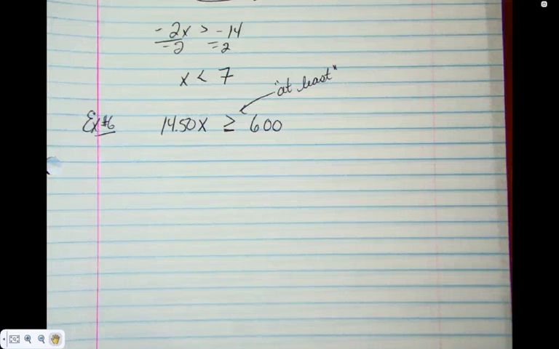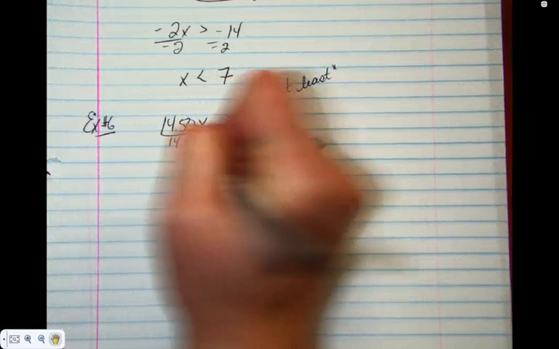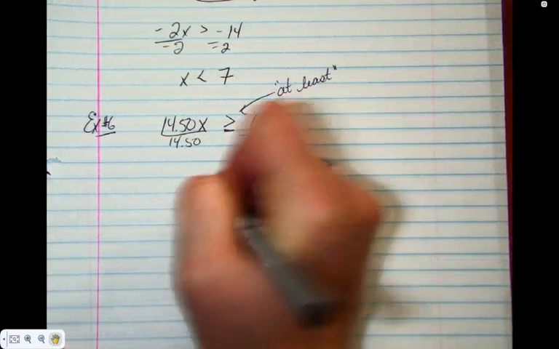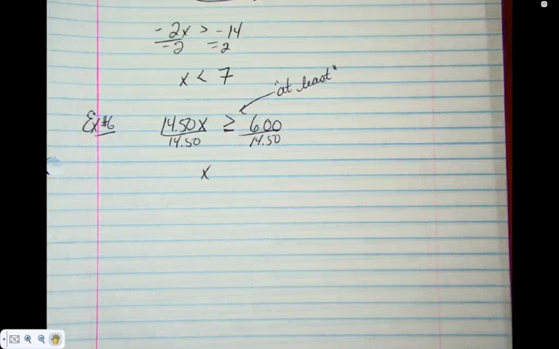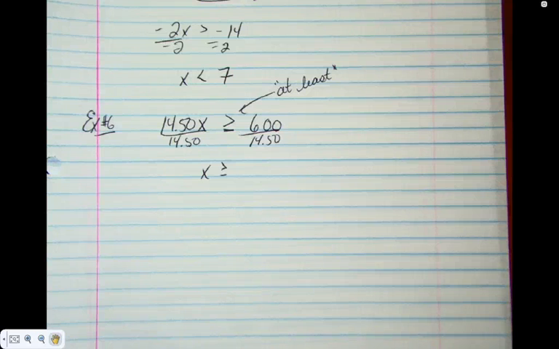All I have is a coefficient. How do we get rid of a coefficient? Flip or no flip? No flip.